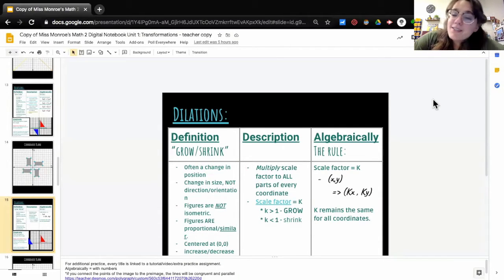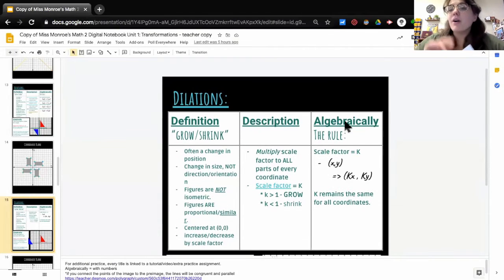Hey guys, so today we are going to move on to part 2 of our lesson this week. So we are on 1.2 and we are talking about dilations.